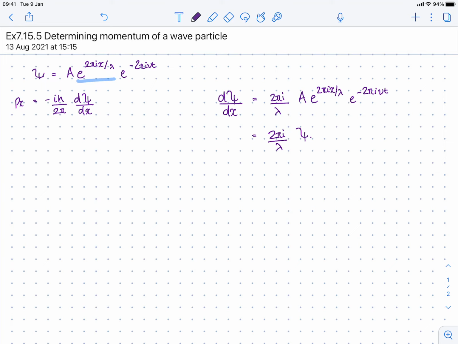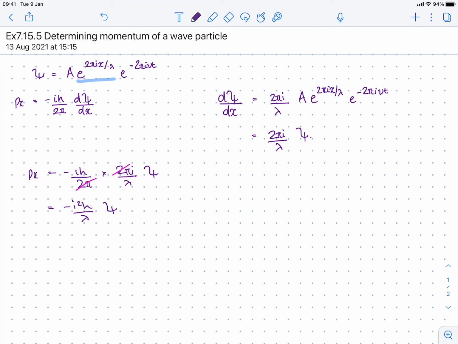Now I'm told that my momentum is equal to minus i h over 2 pi multiplied by my differential, which I have worked out already, which is 2 pi i over lambda times psi. And I can do a little bit of cancelling. 2 pi cancels here, 2 pi cancels here, which leaves me with an answer of minus i squared h over lambda multiplied by my wave function.